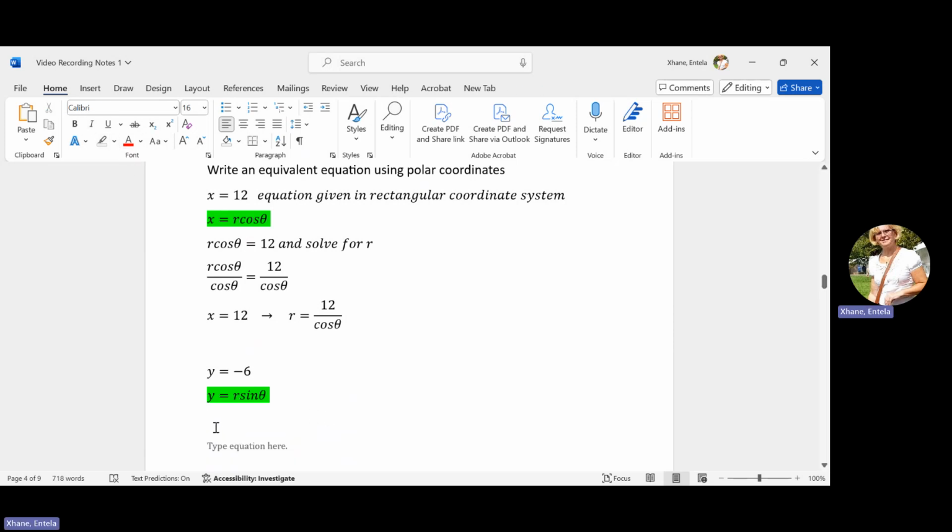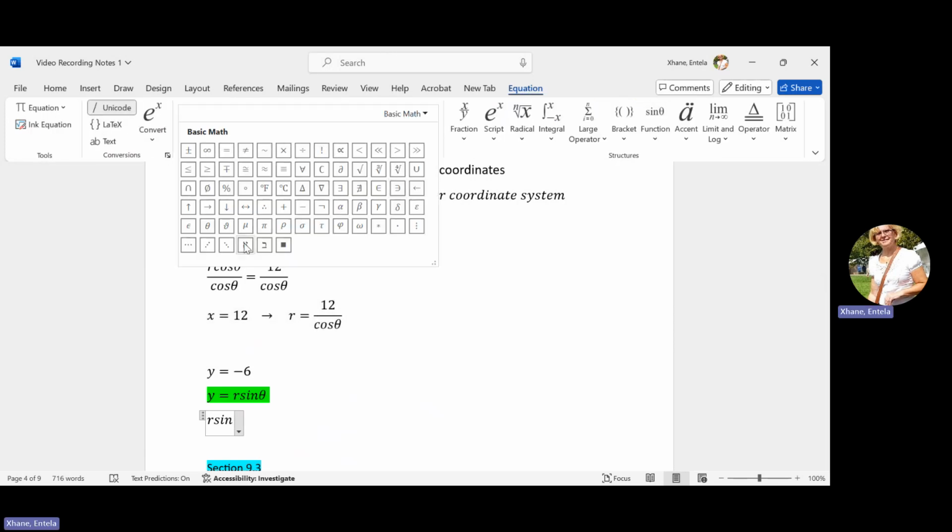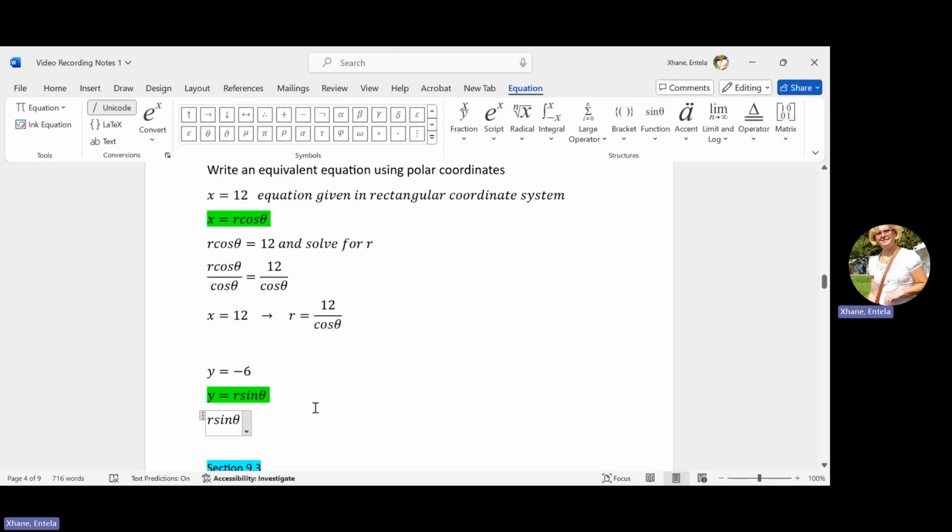we are going to use the product between r and sine of theta. Write this product as r sine of theta, not as equal to y, but as equal to the value of y, which is -6.